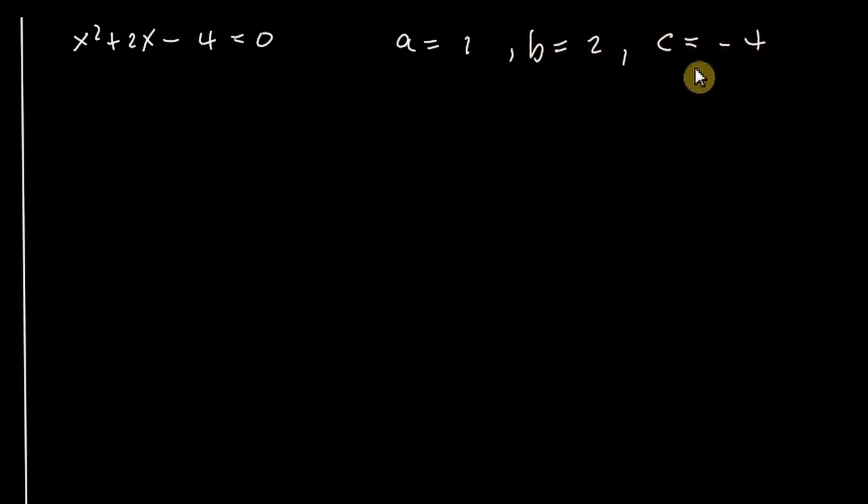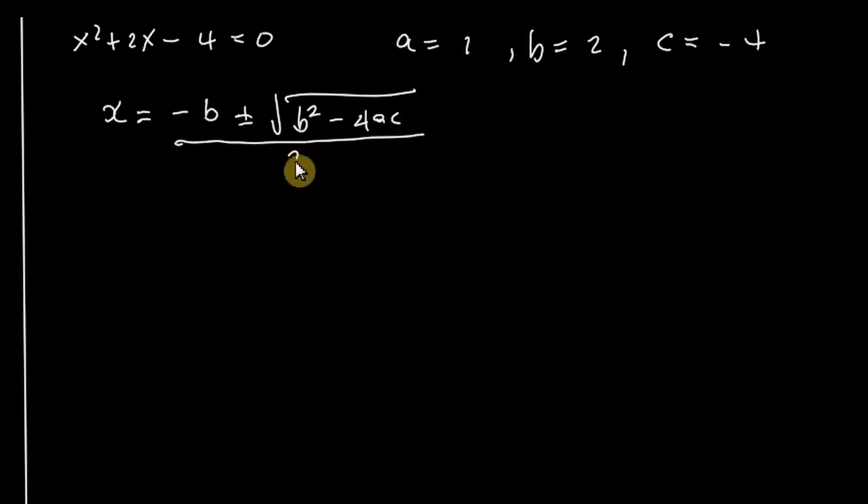So let's just rewrite across here. It's x squared plus 2x minus 4 is equal to 0. So we're going to use the quadratic formula to solve this equation. In this case, we have a equal to 1, b equal to 2, and c equal to negative 4. So by applying the quadratic formula, you know this to be x is equal to minus b plus or minus the square root of b squared minus 4ac all over 2a.